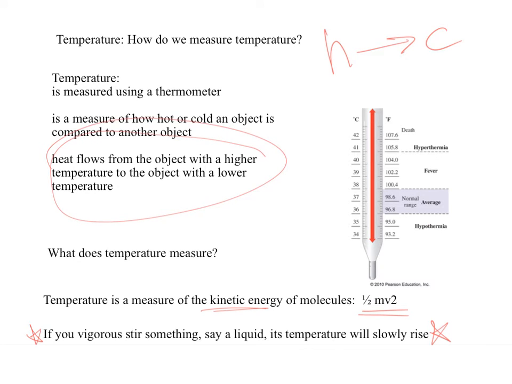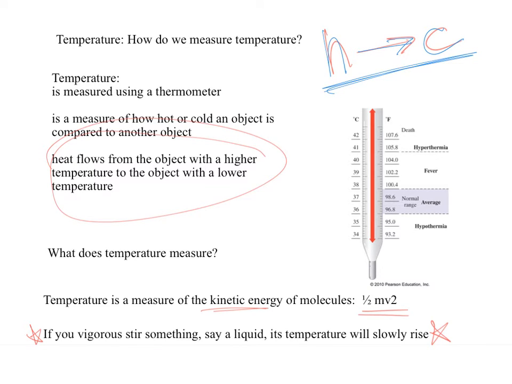All right, so how do we measure temperature? And what are my little notes all around here? Well, you know how we measure temperature. We use a thermometer. Temperature is a measurement of how hot or cold an object is compared to something else. Heat, and here's where my notes up here, this is very important. Heat always flows from a hotter object to a colder object.